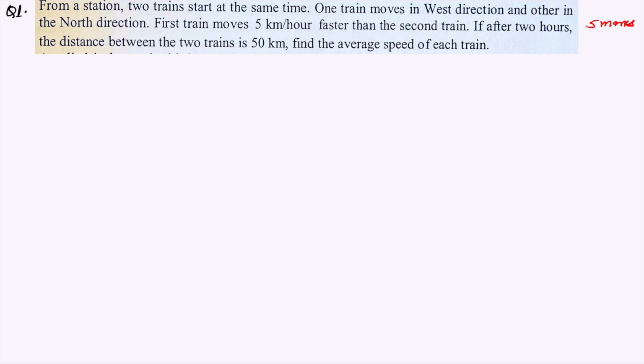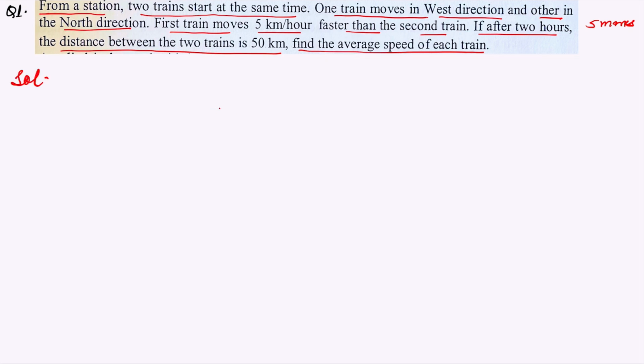Let's get started. Question number 1 says: from a station, two trains start at the same time. One train moves in the west direction and the other in the north direction. The first train moves 5 km per hour faster than the second train. If after 2 hours the distance between the two trains is 50 kilometers, find the average speed of each train.